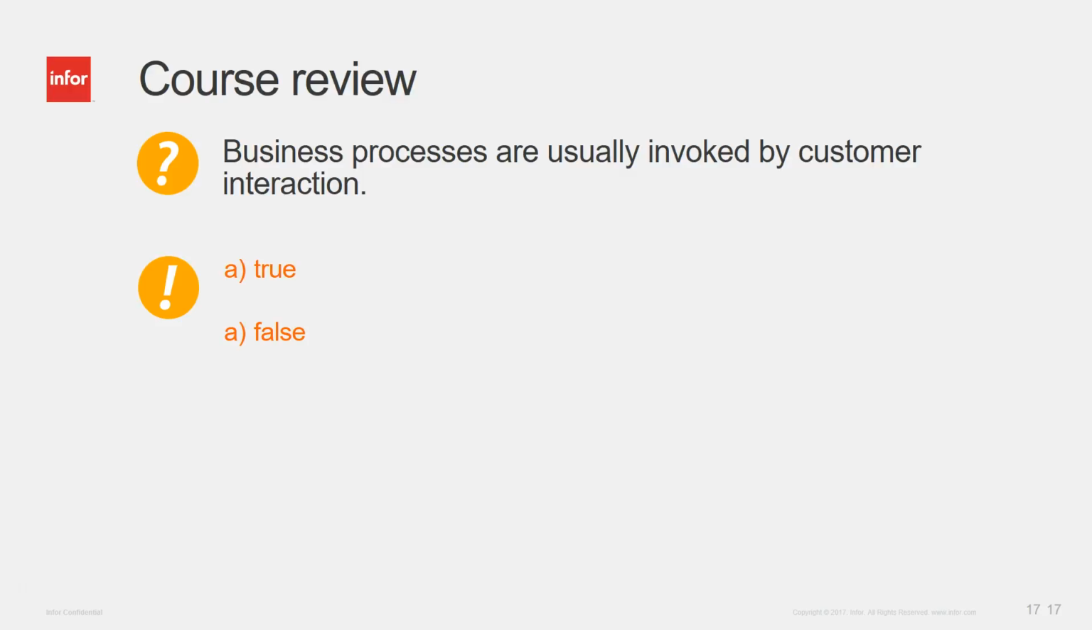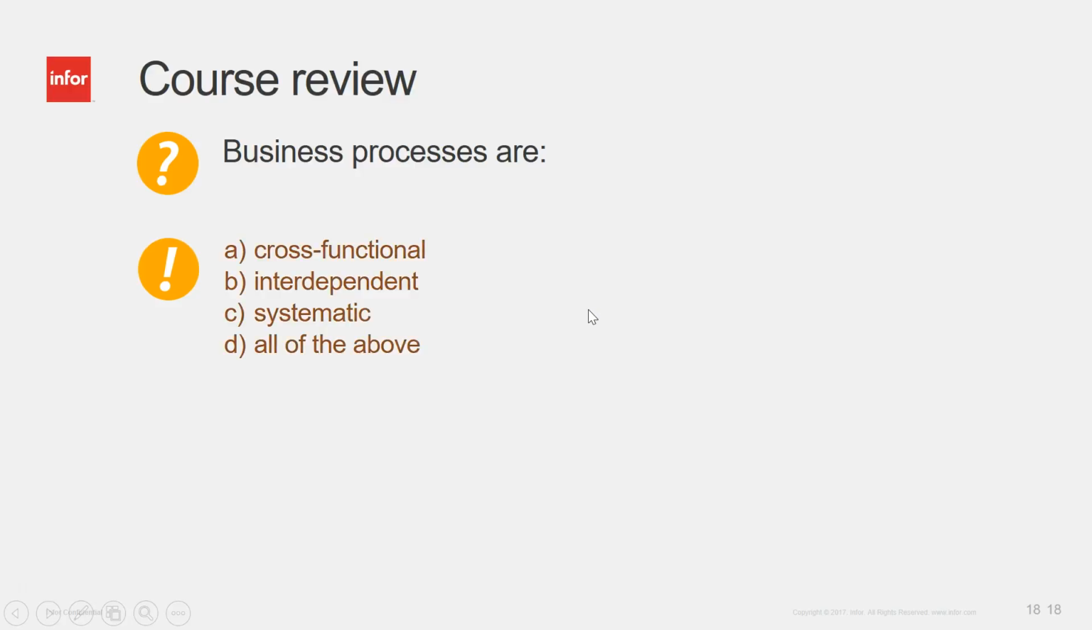So, in review, business processes are usually invoked by the customer interaction, true or false. Most of the time, there is some sort of an interaction that has occurred that will launch the business process, so that is in fact true. Business processes, are they cross-functional? Yes, they typically are. Are they interdependent? There is definitely a dependency on one phase in the business process and the next, and they are systematic. They are cross-functional, interdependent, and systematic. The answer is D, all of the above.